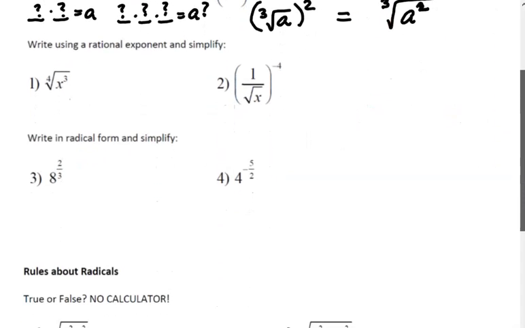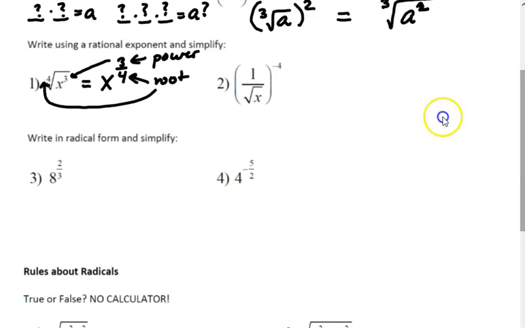So let's do some practice on this. Write using a rational exponent and simplify. In other words, write using a fractional exponent. So remember, the numerator is the power, the denominator is the root. So this would be x to the 3/4 power. Numerator is the power. The denominator is the root.